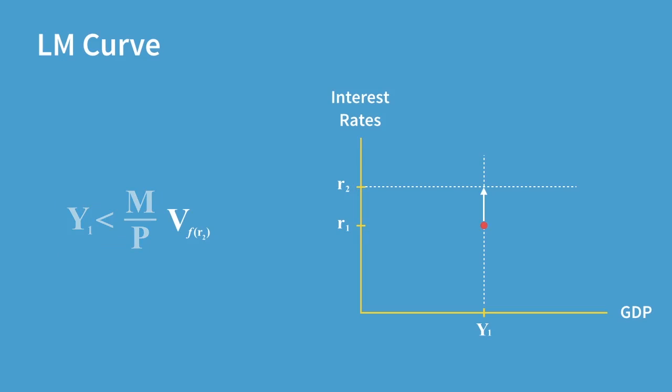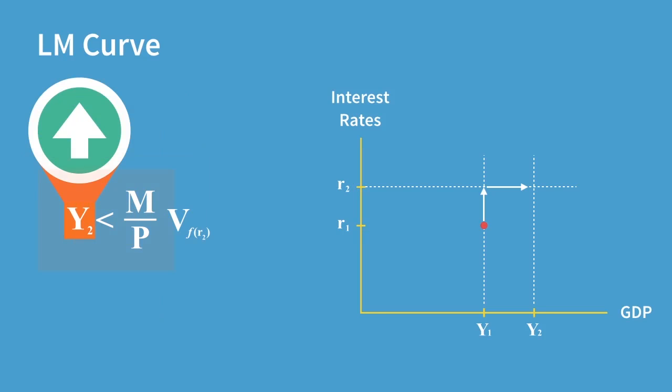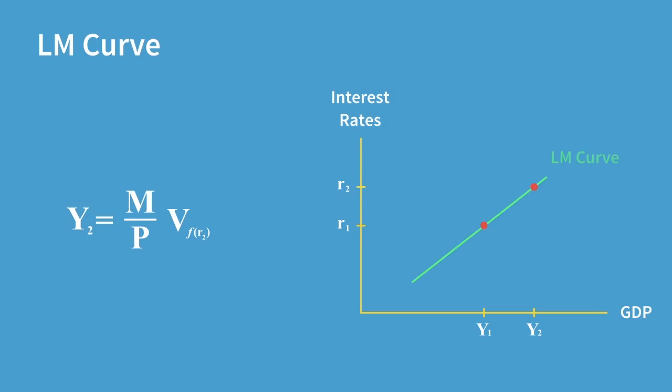Let's say now that we hold interest rates constant at R2. That means that the marginal propensity to consume will stay constant at a level corresponding to that interest rate level. And if we go ahead and increase GDP up to Y2, then the right-hand side of our equation will once again match the left, bringing our equation into equality and marking for us a new point on the LM curve. From there, we can see clearly that to maintain equality in our expression and to hold equilibrium between the money supplied and the money demanded, we will have an upward sloping LM curve.